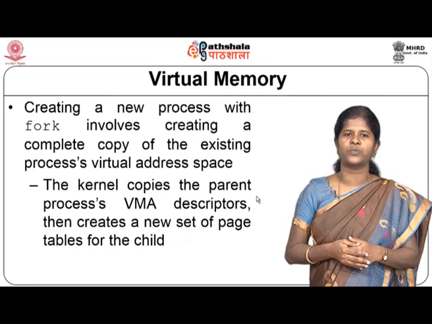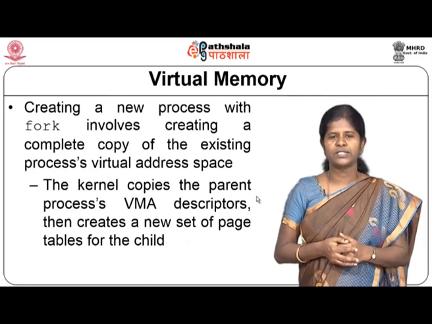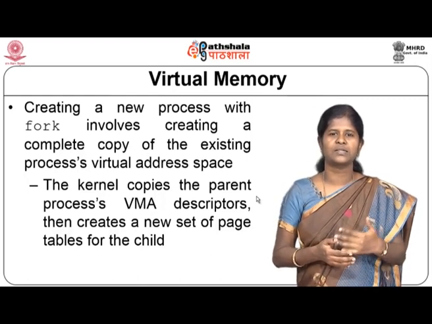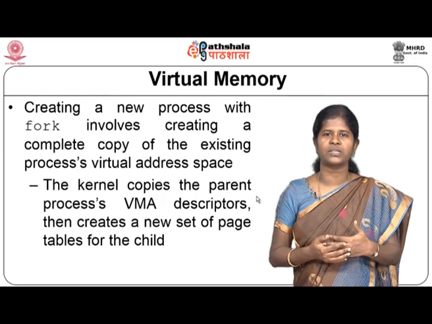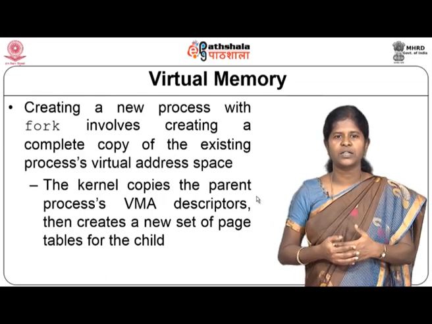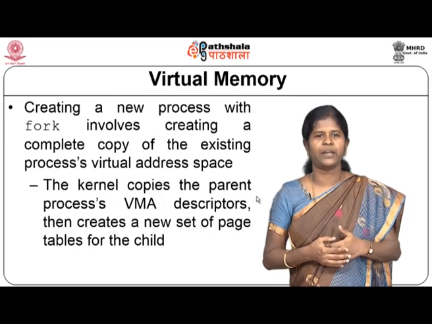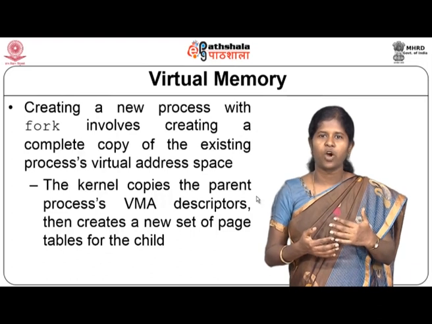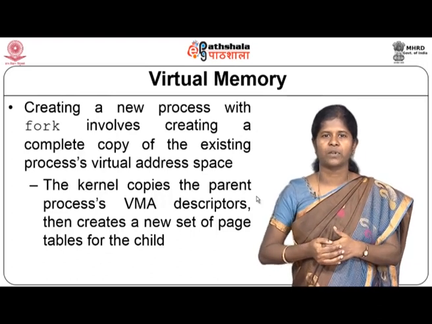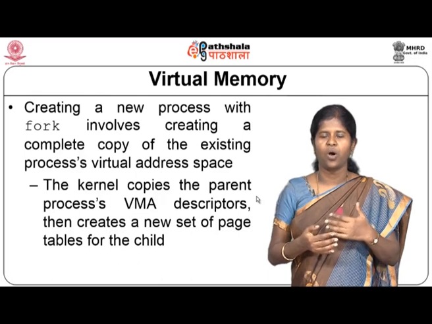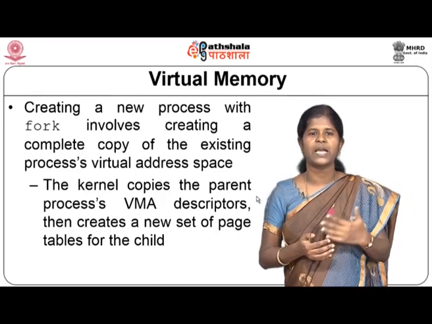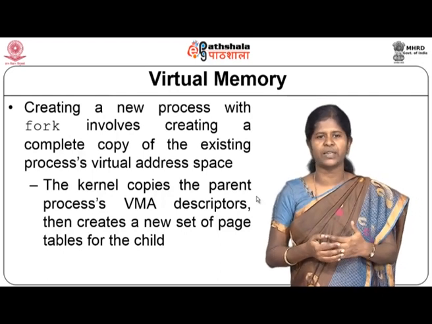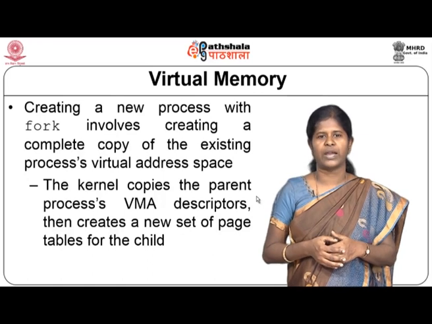Suppose you are creating a new process with the fork system call. As I told you earlier, this involves just creating a copy of the process's virtual address space. Say you have a parent process which is creating a new process using this fork system call, and the parent process takes care of creating a copy of its virtual address space. So, now what happens, the child process also has the same virtual address space as that of the parent process. The parent process's virtual memory address descriptors, everything will be copied onto the new child process.